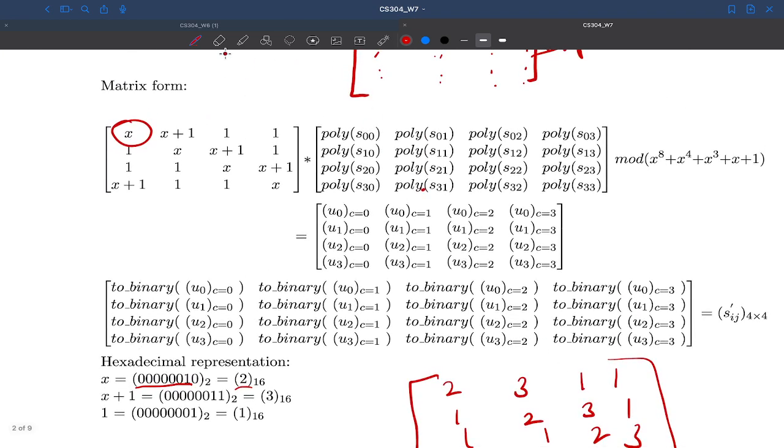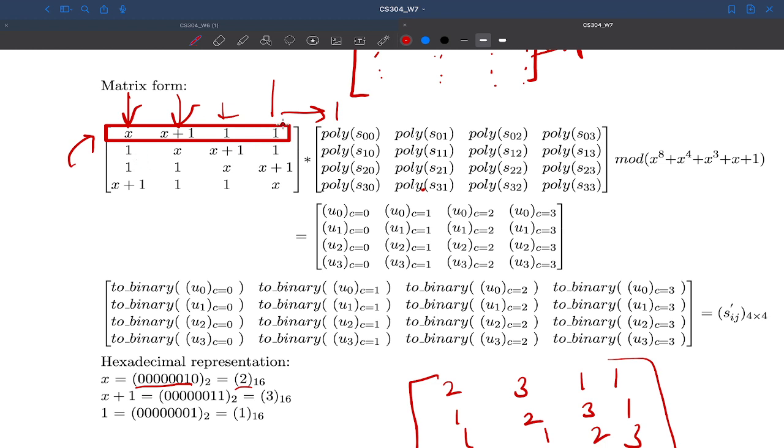So how to remember this matrix? It is easy to remember this matrix. Just think of it like a rotation. Just remember the first row. In the first row, what do we have? x, x plus 1, 1 and 1. Just remember these 4 terms. And right rotate every row by 1 unit. So rotate this first row in the right direction by 1 unit.